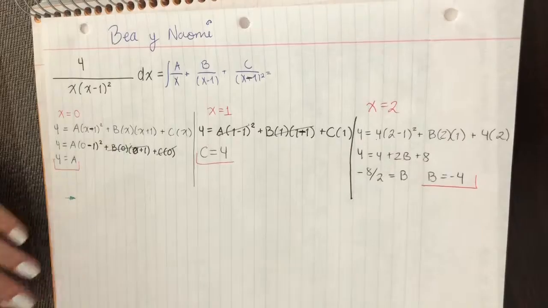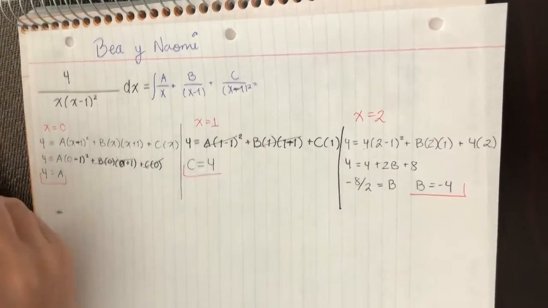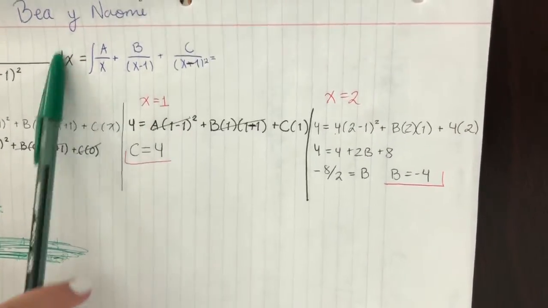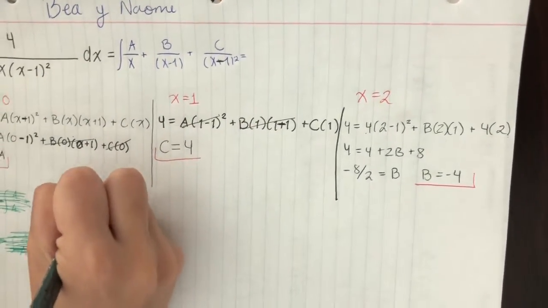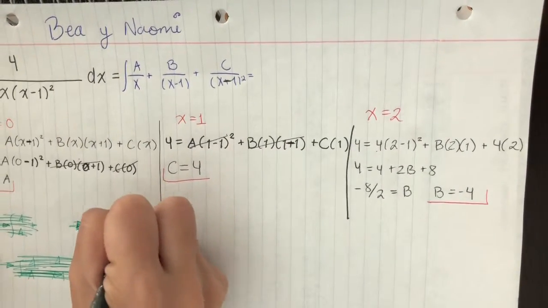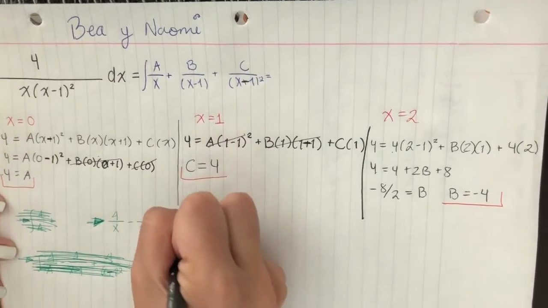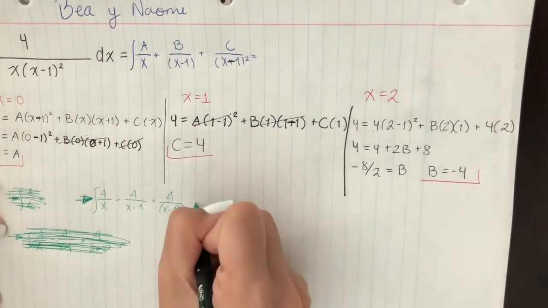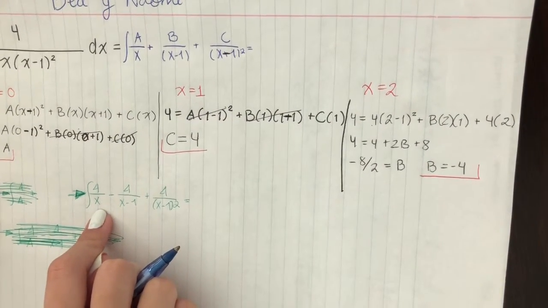Now that we have a, b, and c, we can substitute them in here so we can integrate. That's going to leave us with 4 over x minus 4 over x minus 1 plus 4 over x minus 1 squared. And now we integrate that, and these ones we can integrate with logarithmic.